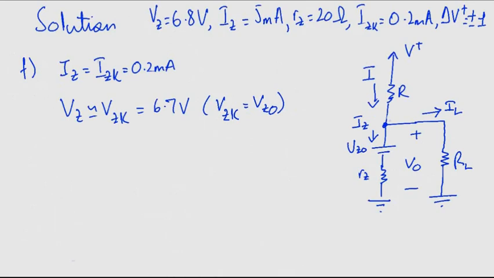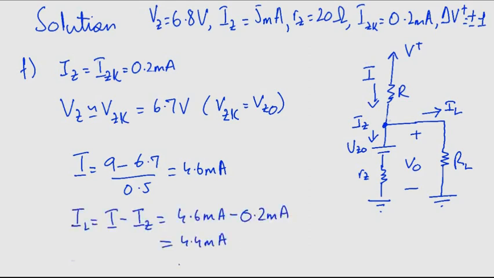Now at this point, the lowest or the worst case current supplied through R is 4.6 milliamperes. We choose 9 because V positive has a positive and negative variation of 1 volt. And so the load current will be 4.4 milliamperes. Again we use Kirchhoff's current law on this node. Finally, the corresponding value of RL is approximately equal to 1.5 kilo ohms.